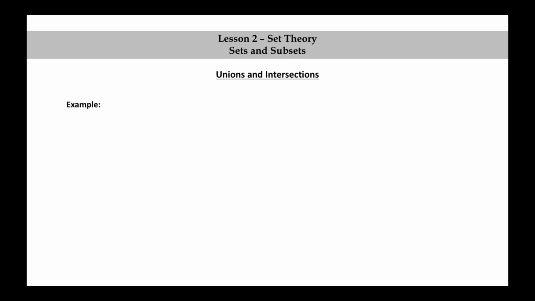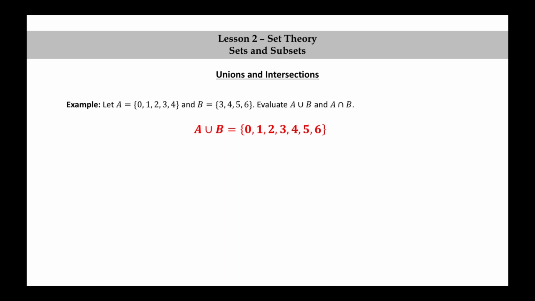Let's look at an example. Let A be the set consisting of the numbers 0, 1, 2, 3, and 4, and we'll let B be the set consisting of 3, 4, 5, and 6. Evaluate the union of A and B and the intersection of A and B. Well, the union of A and B is the set consisting of 0, 1, 2, 3, 4, 5, and 6. Notice how it consists of elements that are in A or in B or in both. The intersection of A and B consists of just the numbers 3 and 4. These are the numbers common to both sets A and B.